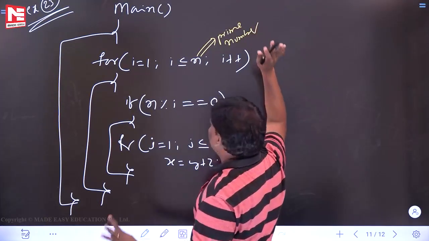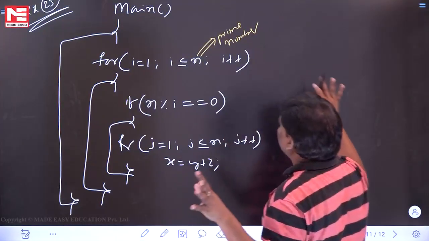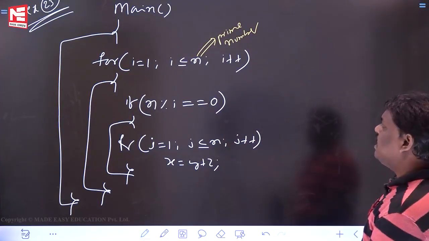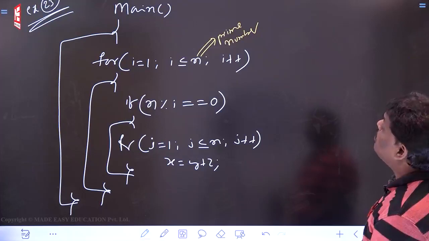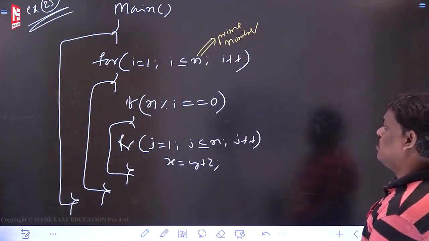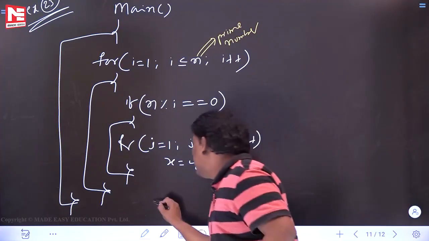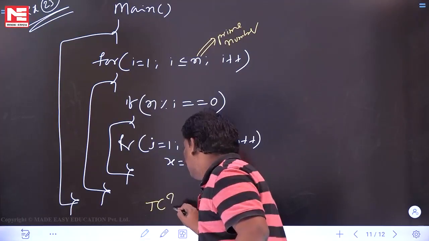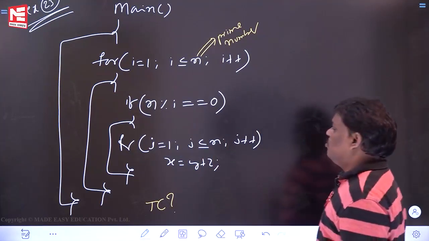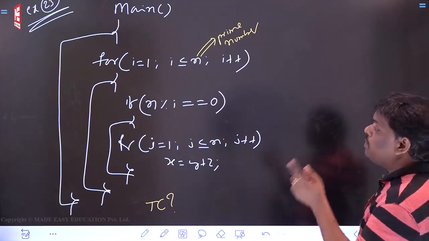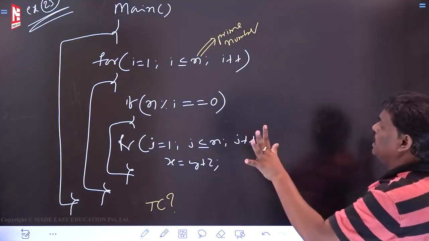Somewhere in one of the previous papers, need not be the GATE exam, in some examination I have seen one program is given and it is mentioned that n is a prime number. Now he is asking this program's time complexity, how much, where n is a prime number, right?